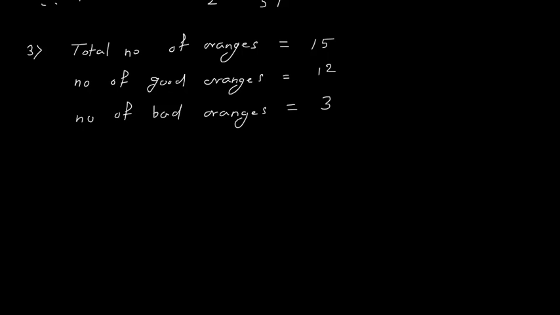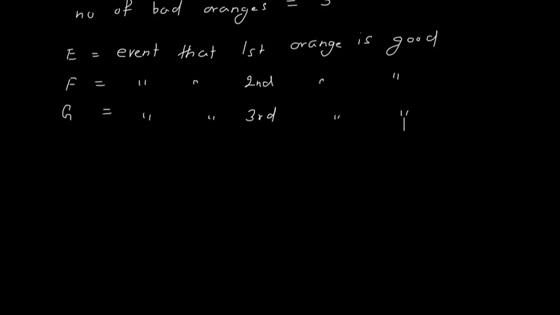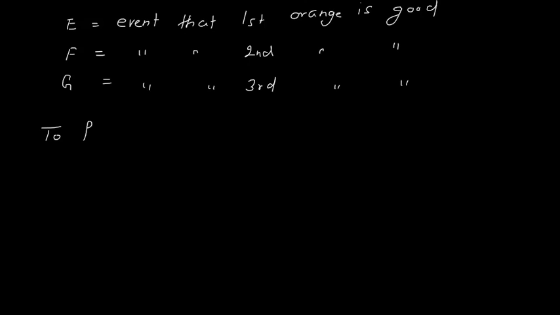Now, when all the 3 oranges are good, then I will select them for sale. So let us define 3 events. Event E I will define as the event that the first orange is good. I will define F as the event that the second orange is good, and I will define the third event G as that the third orange is good. This is E, F, G. What I have to find? We have to find probability of EFG, meaning all the 3 oranges are good. This I have to find.